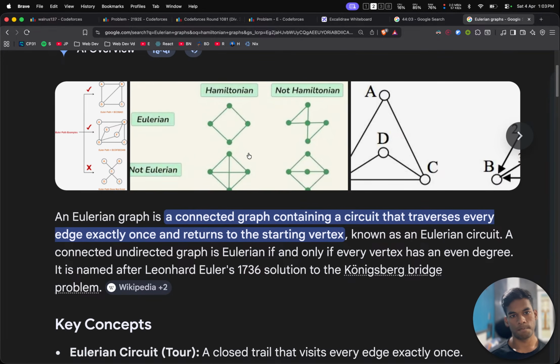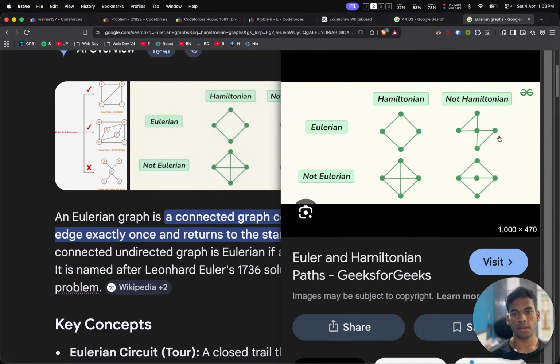Okay, this is a cool graph about different types of graphs. This is Hamiltonian. We can start from this node, go to this, and come back, and we have visited in the process all the nodes.